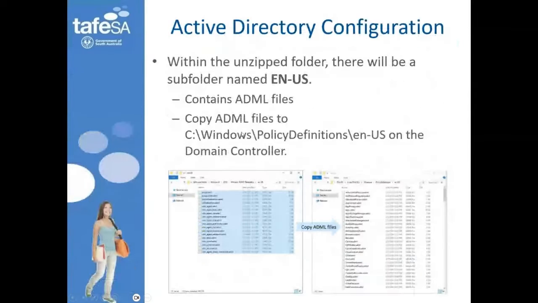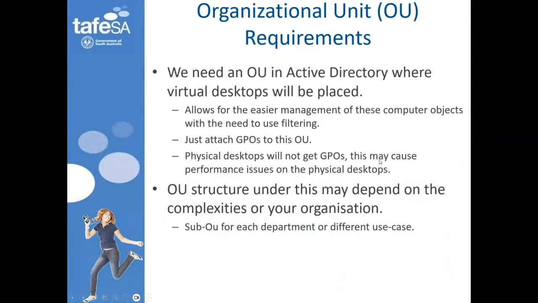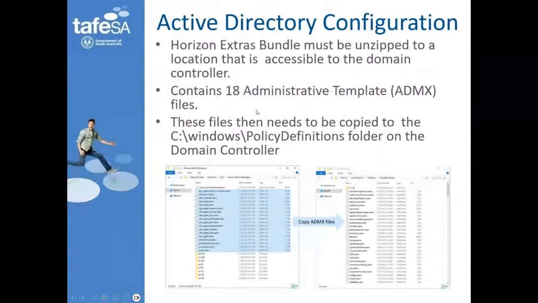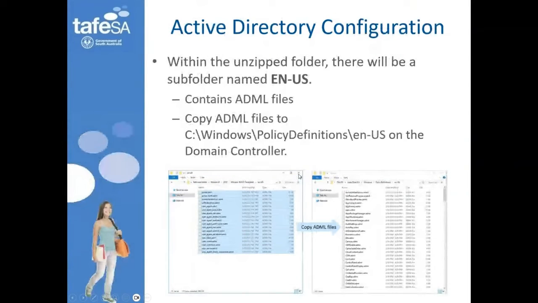Then inside of that folder, there's another folder. So there's an ENUS folder. Sorry, these ADMX files go into that policy definitions place, but, sorry, here we go. Yeah, they look very similar, these two slides. I'm getting myself confused. So these ADMX files go into that policy definitions folder, but there are also these ADML files, which are your configuration files.